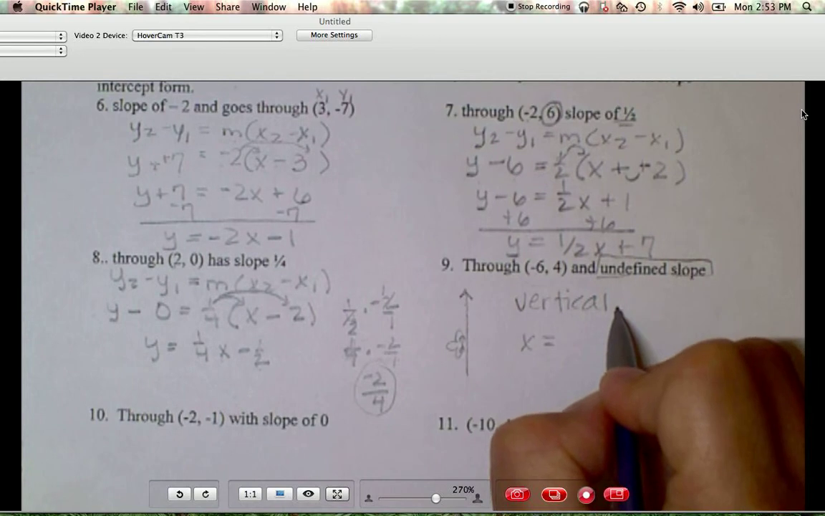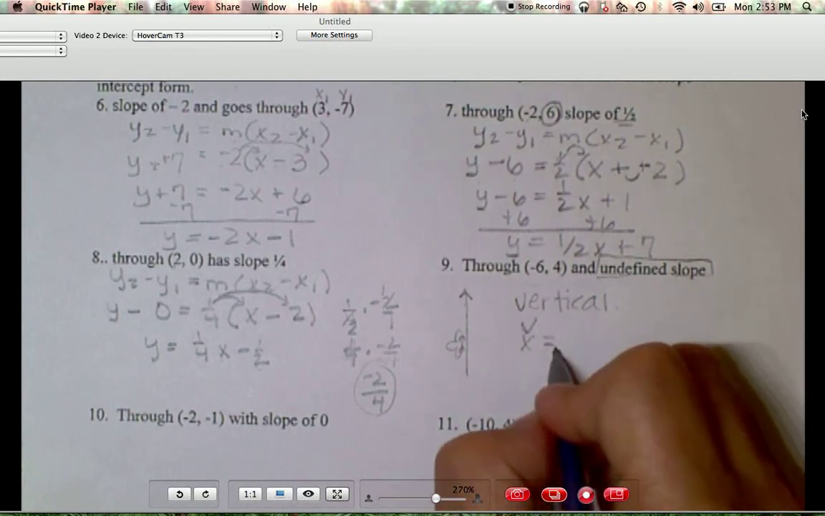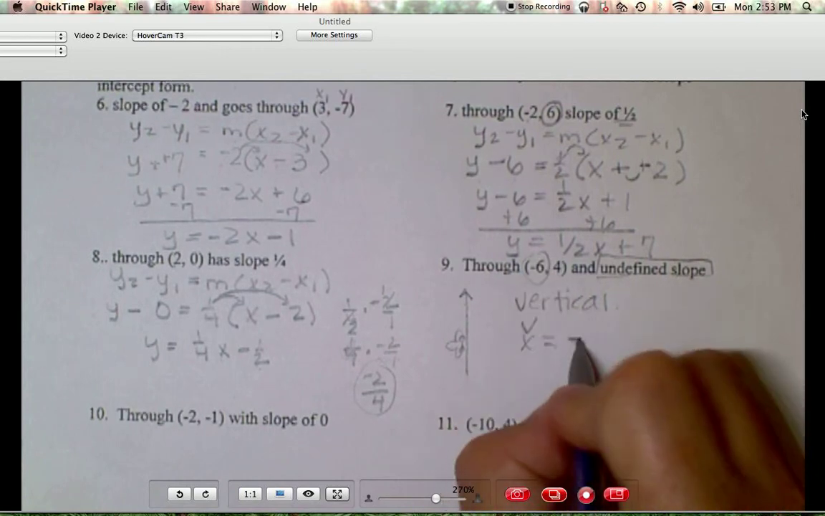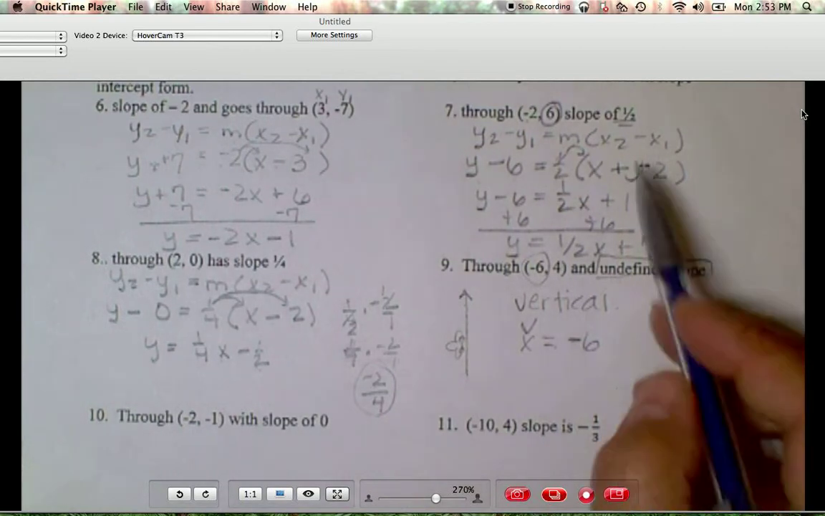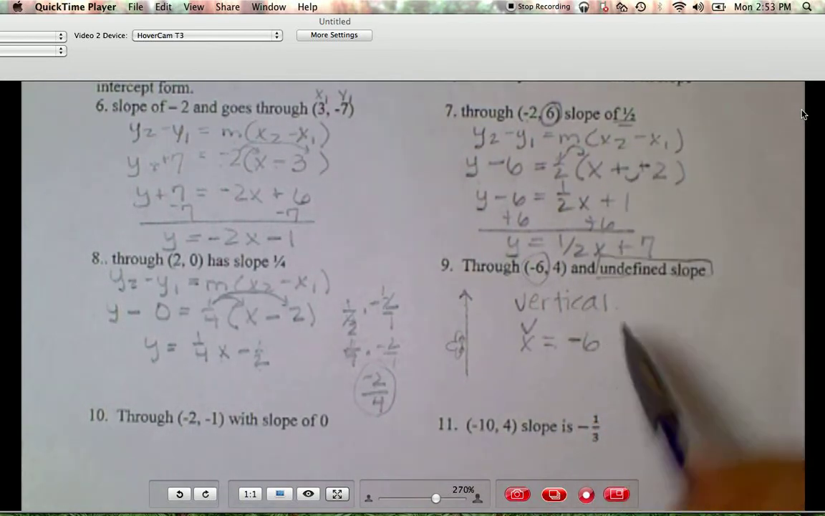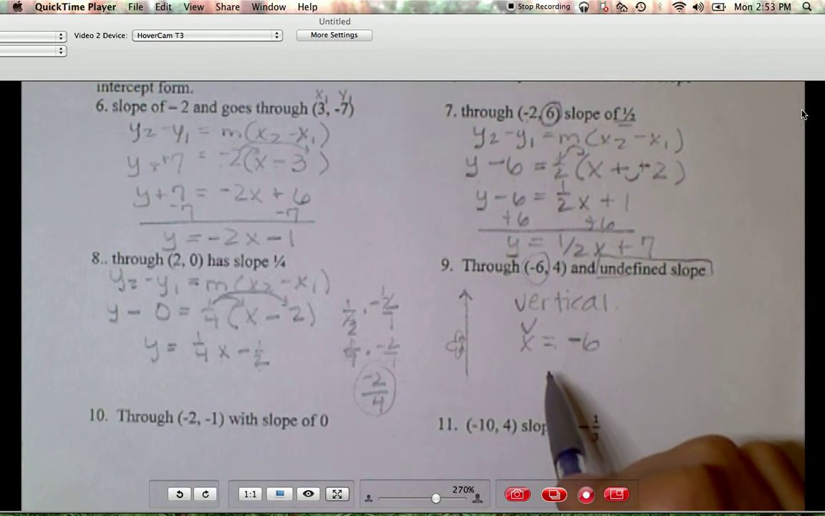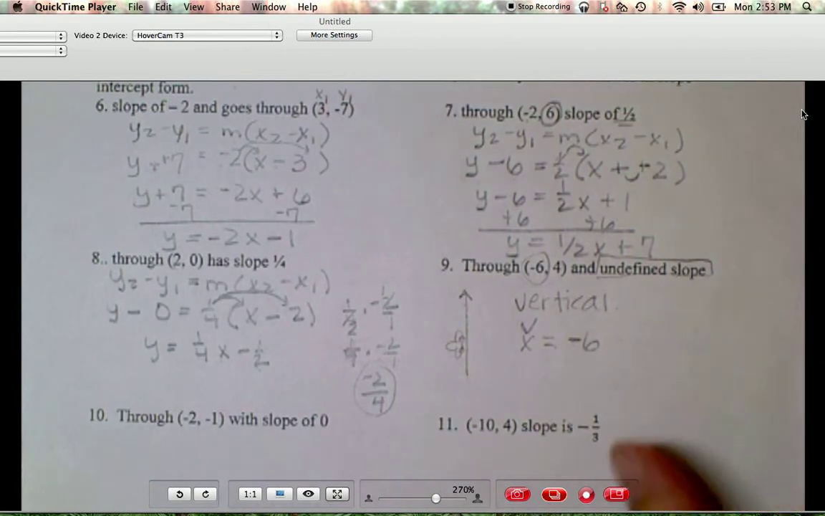A vertical line means we have an x. Remember, the v fits down inside the x. And x equals the x value in the point, negative 6. So there's your equation, x equals negative 6. So you don't have to go through point-slope form at all. You actually can't go through point-slope form. This is the only way you can go. If you haven't tried 10 and 11 yet, try those on your own, please, before you continue on.